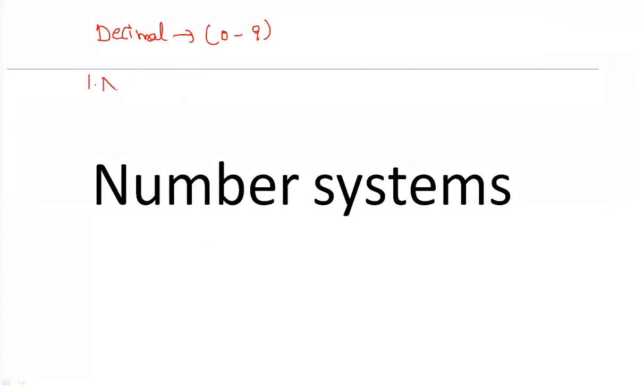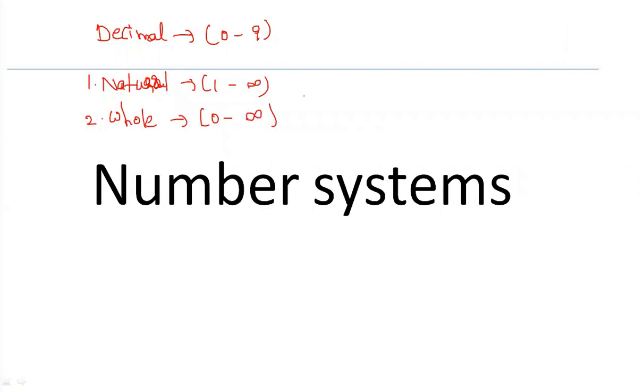So the first one is nothing but natural numbers. Natural numbers start with 1 and end with infinity. And the second one we have is nothing but whole numbers. Whole numbers start with 0 and then end with infinity.